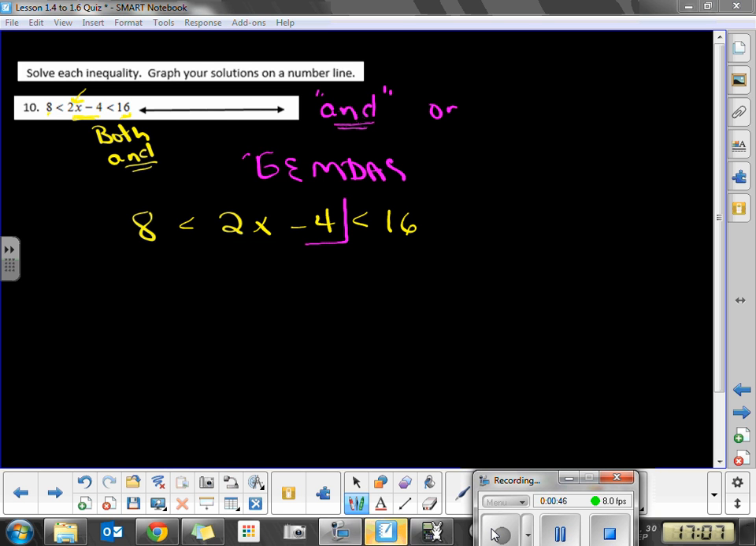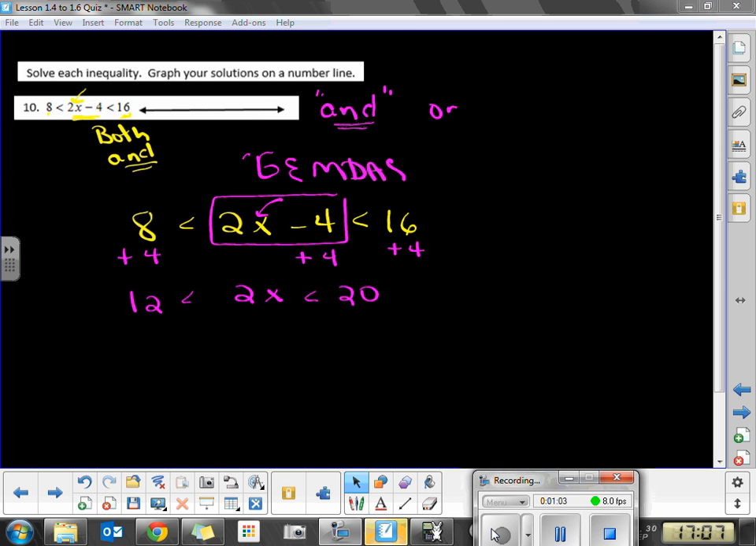And I'm going to make sure I can get this value in here isolated for x. So the first thing we're going to do is add 4. So we're treating these as two separate equations or inequalities. There's one on the right, one on the left. So this is going to give us 12 is less than 2x, which is less than 20.